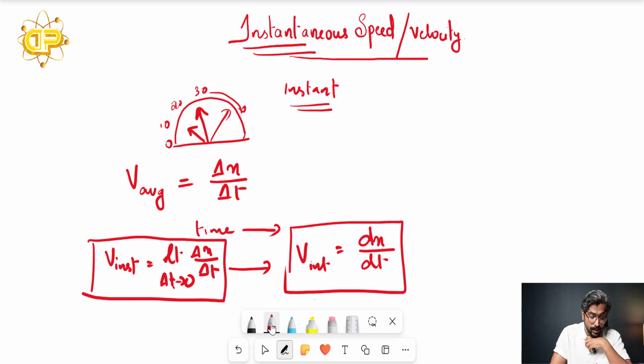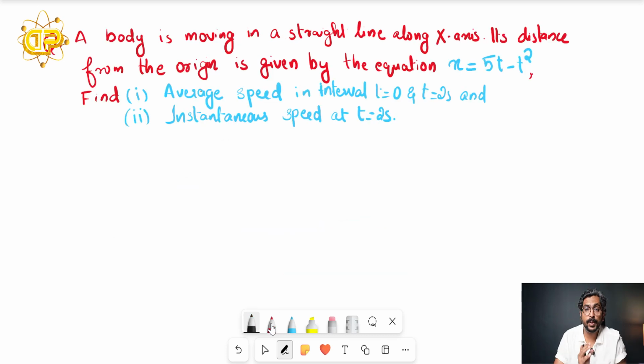In this case, you can see that a differential process comes into play. If I want to find the instantaneous velocity, I differentiate the displacement with respect to time and I get the value. We'll have a clear idea by doing one numerical problem, and then we'll understand the difference between the average velocity and the instantaneous velocity. So here comes a problem.